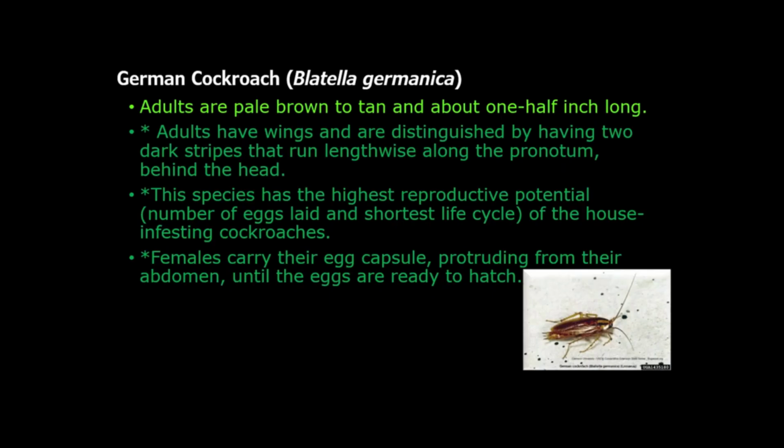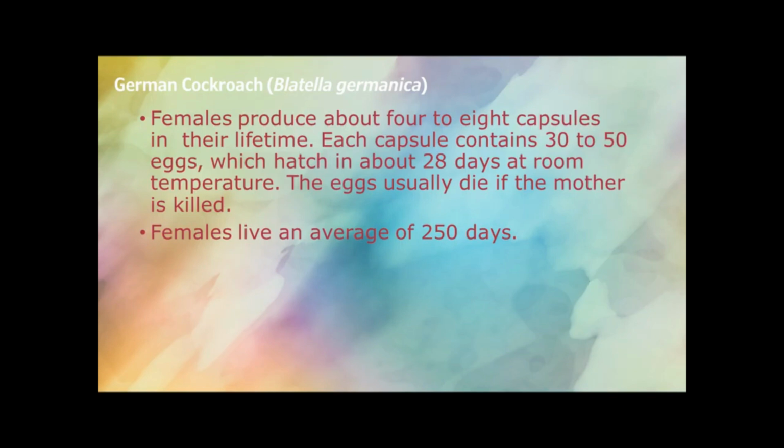German cockroach, Blattella germanica. Adults are pale brown to tan and about 1/2 inch long. Adults have wings and are distinguished by having 2 dark stripes that run lengthwise along the pronotum behind the head. This species has the highest reproductive potential of the house-infesting cockroaches. Females carry their egg capsule protruding from their abdomen until the eggs are ready to hatch. Females produce about 4 to 8 capsules in their lifetime.